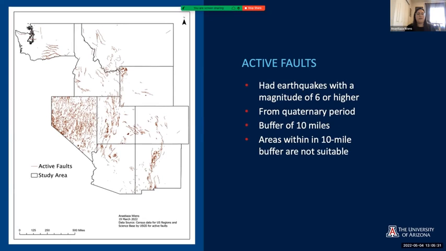Active faults. These are all faults that had an earthquake with a magnitude of 6 or higher, and they're all within the Quaternary period. A buffer of 10 miles is created. Again, not all faults are created equal. There are more regulations in place with the US nuclear regulations, with measurements depending on how long a fault is. The longer the fault, the further away the nuclear power plant needs to be. But for this project, all of them have a 10-mile buffer. Anything in that 10-mile buffer was considered not suitable.